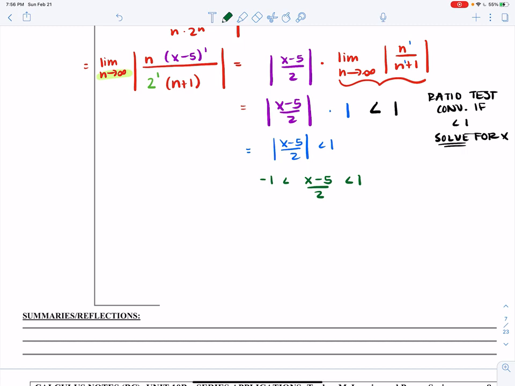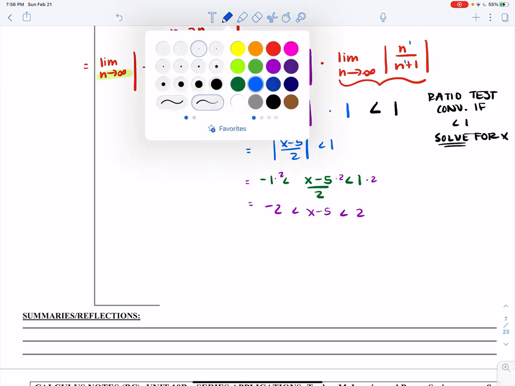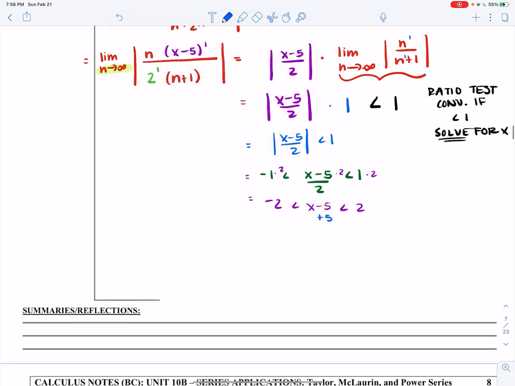Now I'm going to multiply the 2 to both sides. So we'll multiply by 2, multiply by 2, multiply by 2. And what I get is -2 is less than x minus 5, which is less than 2. We're going to add 5 to all sides.